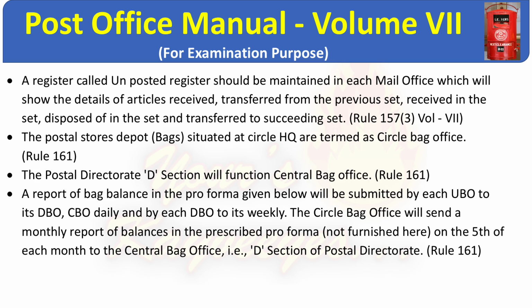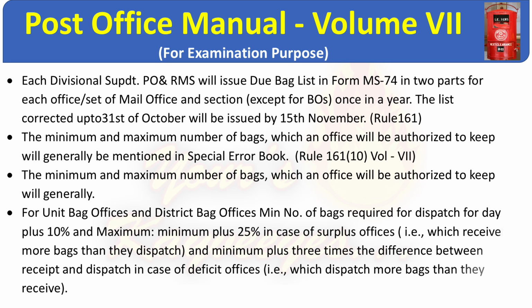The circle bag office will send a monthly report of balances in the pro forma on the 5th of each month to the central bag office, that is, D section of the postal directorate. Each divisional superintendent of PO and RMS will issue a due bag list in Form MS 74 in 2 parts for each office, bar set of mail office and section, once in a year. The list is to be corrected up to 31st October and should be issued by 15th November.